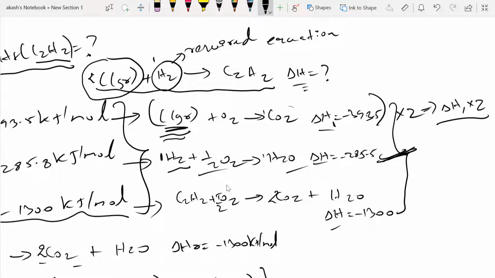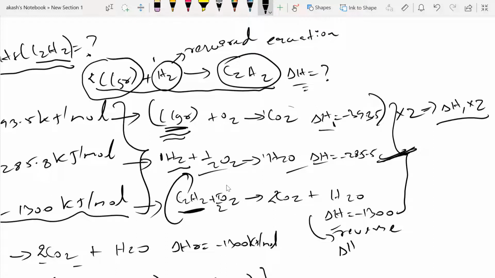Then what do we require? We require C2H2 on the product side. See where C2H2 is. C2H2 is available here, but I have it in the reactant side. So obviously what I have to do is reverse this equation. When you reverse it, C2H2 will go into the product side, and the delta H, let me call it delta H3, will become plus 1300. Whenever you reverse the reaction, change the sign of the enthalpy. That's it. Now you have all the things wherever you need, how much ever you need, at the appropriate places.